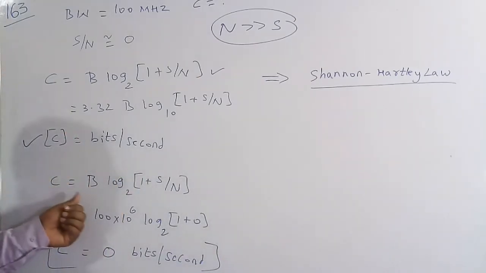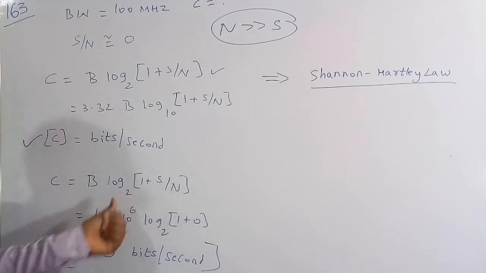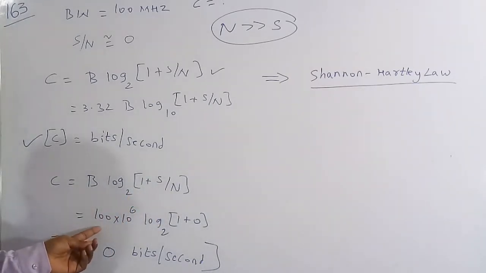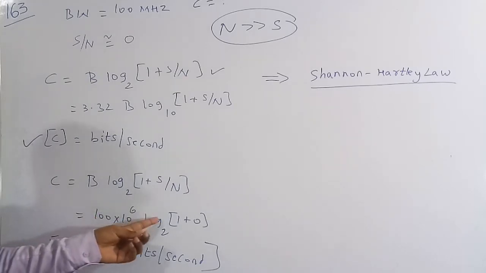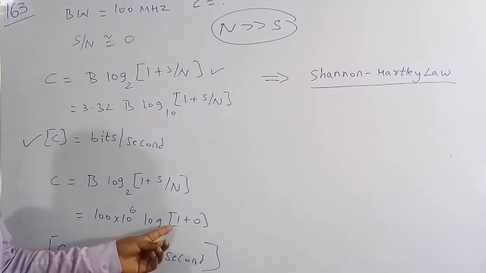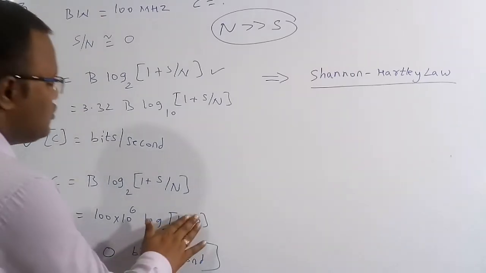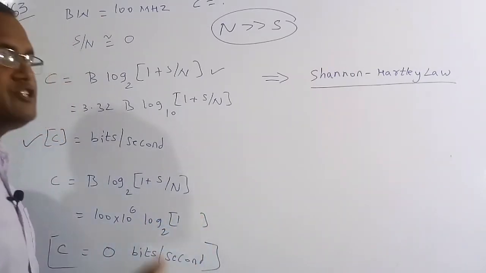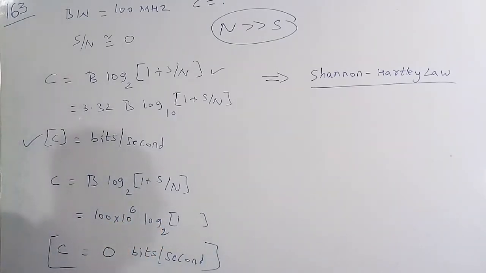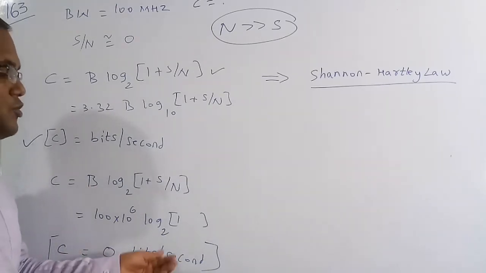Therefore C is equal to B into log of 1 plus S by N with base 2. I am going to substitute the value of the bandwidth, which is 100 megahertz. So 100 into 10 to the power of 6 times log base 2 of, as S by N value is 0, 1 plus 0. So 1 plus 0 is nothing but again 1. Log 1 with base 2, its value will become 0. Any non-zero number multiplied by 0 gives 0. Therefore we can say the channel capacity is equal to 0 bits per second.